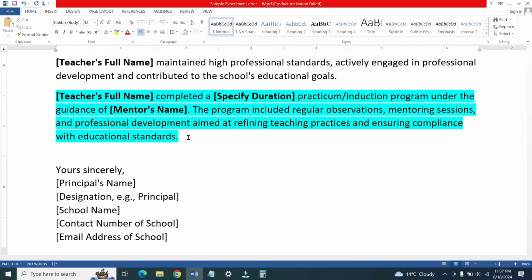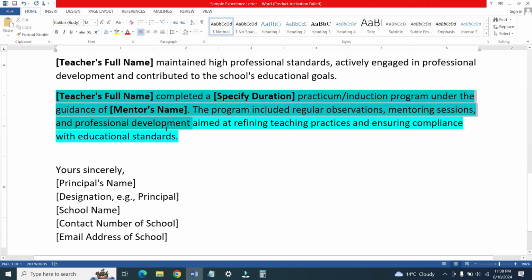Now, what do you mean by practicum or induction program? So, for example, you have completed your teaching diploma or degree, whatever it is, and after that, you started working in a school. When you start working in a school, you are a new teacher, you mostly have a mentor who will guide you for different things. So, that is basically the induction program. So you need to mention whichever school was your first school where you got the training.